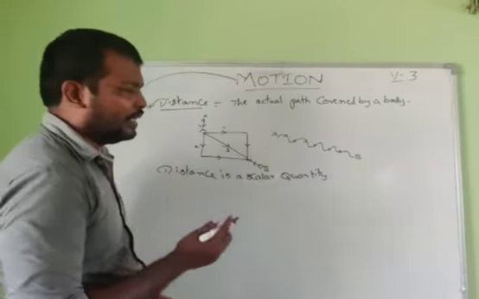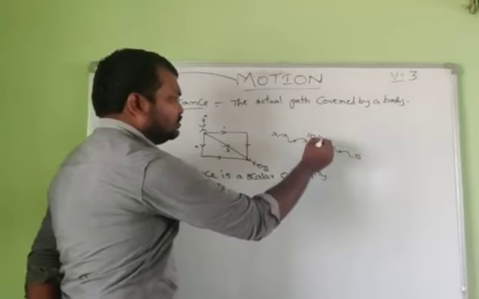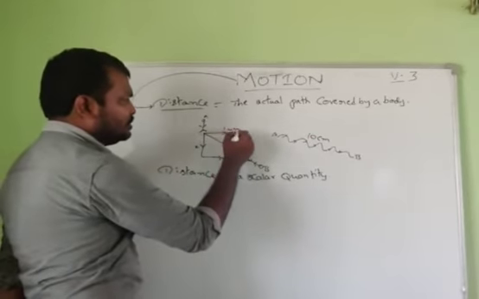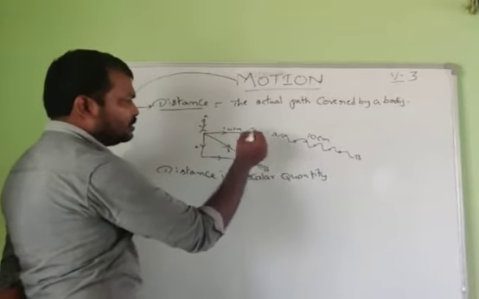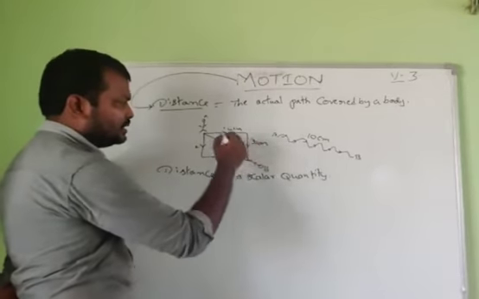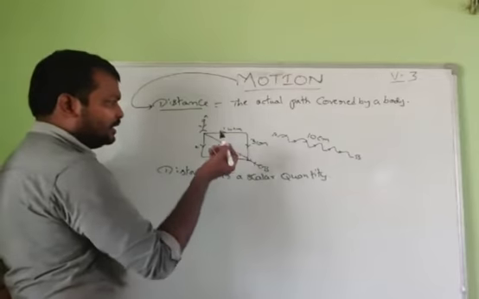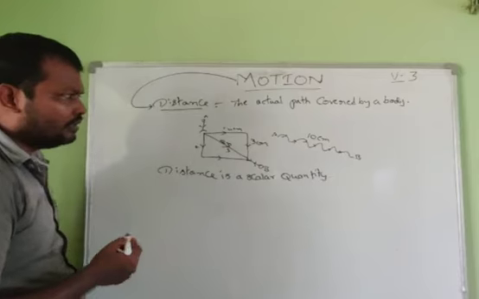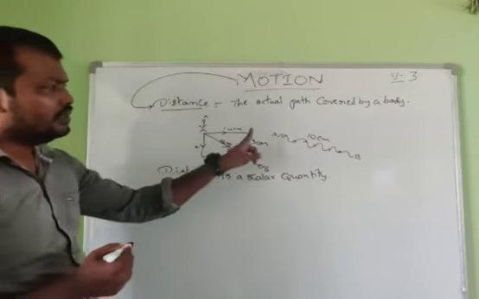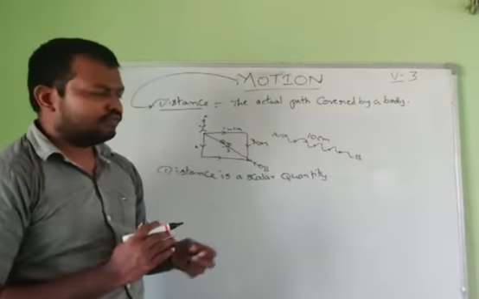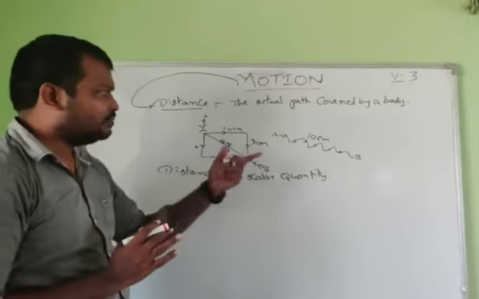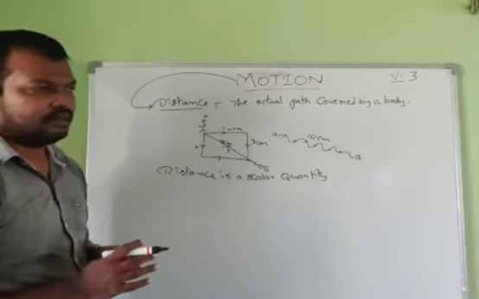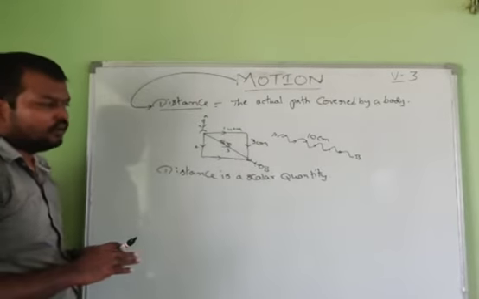This path length might be 10 centimeters. Maybe this path length might be 4 centimeters. This is 3 centimeters. In total, that is 7 centimeters of distance. This path might be 5 centimeters. So what I want to say is that there is no particular direction for the distance. It can move in any direction. Because of that reason only, it is called a scalar quantity.